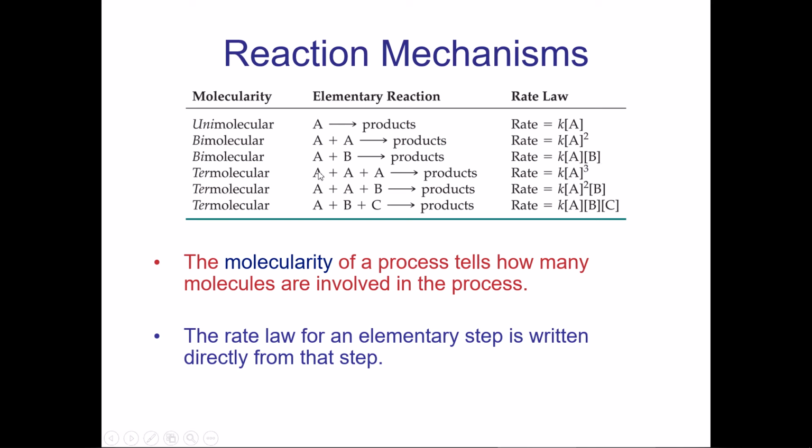Termolecular, if all three are A molecules, it becomes A cubed. Or if I have two A's and a B, A squared times B. Or if all three are different, A times B times C. So in this case, the reaction orders are really just counting how many of the molecules you have in the reaction step, in the elementary step. So we don't have to calculate these.